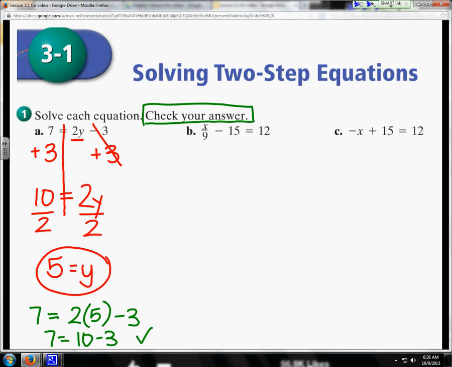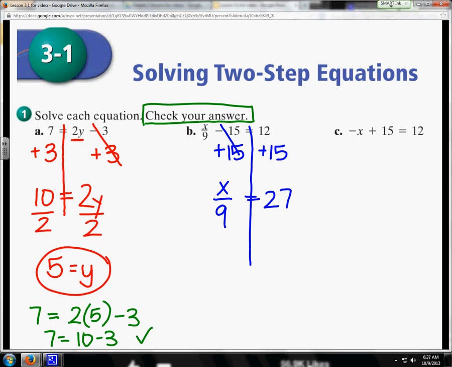Okay, the next one stumps a lot of people because it has a fraction. So first I'm going to draw my line, and I'm going to add 15 to both sides because I want to get my x by itself. So minus 15 plus 15 cancels out. I have x over 9. 12 plus 15 is 27.